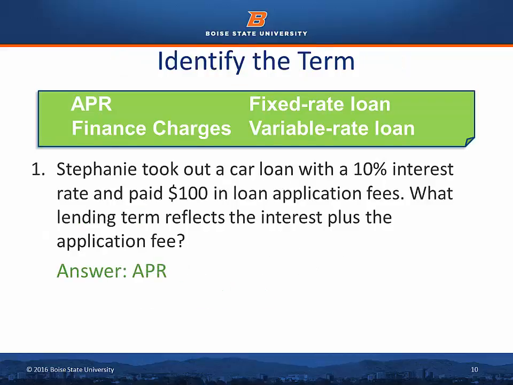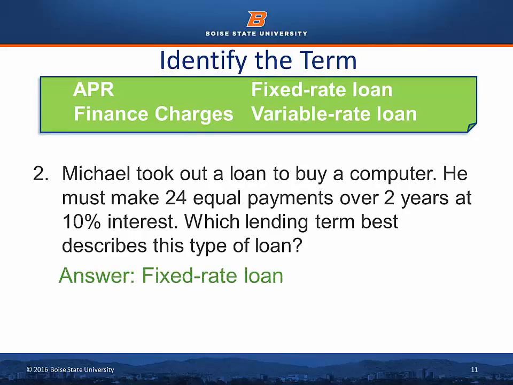Stephanie took out a car loan with a 10% interest rate and paid $100 in loan application fees. What lending term reflects the interest plus the application fee? Answer: APR. Michael took out a loan to buy a computer. He must make 24 equal payments over 2 years at 10% interest. Which lending term best describes this type of loan? Answer: fixed rate loan.